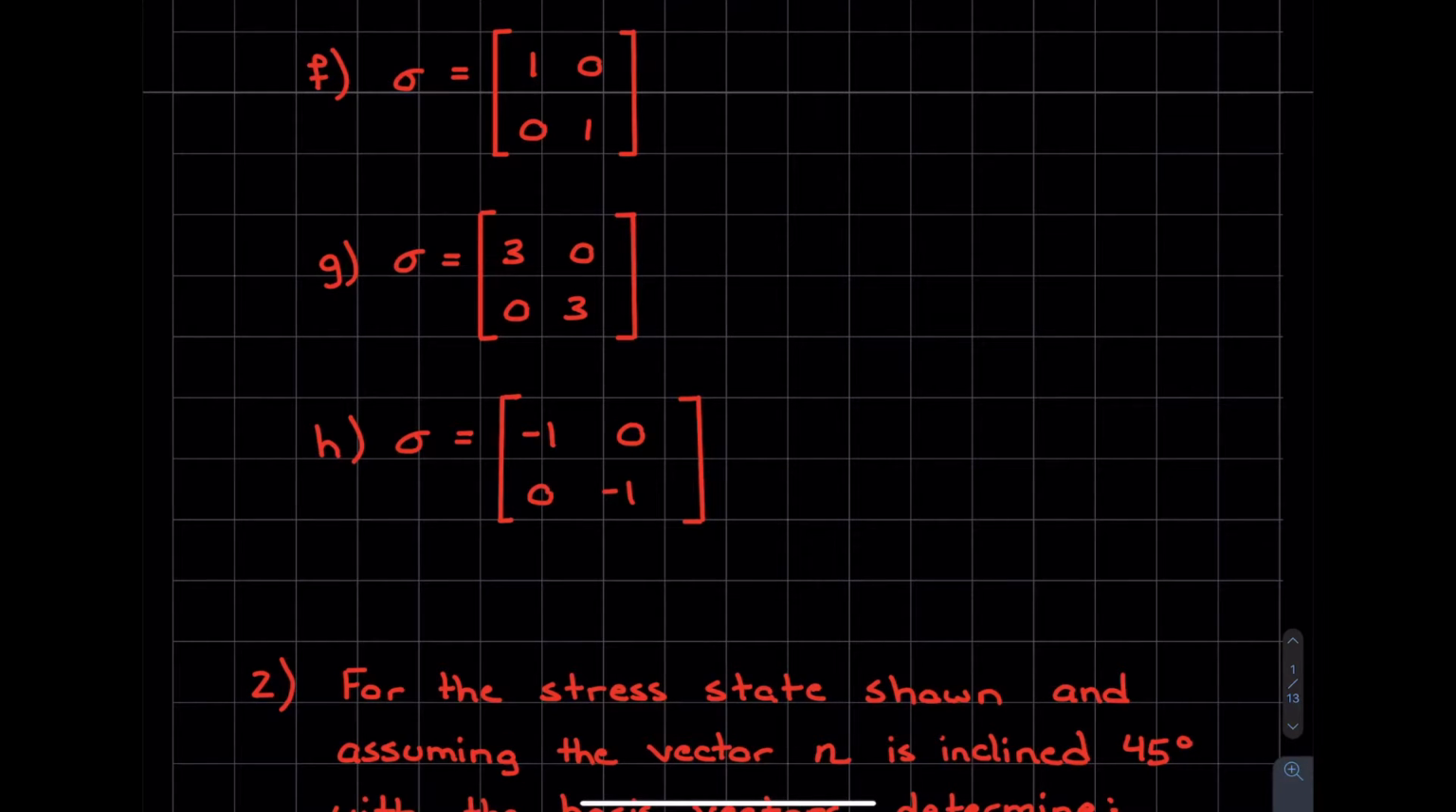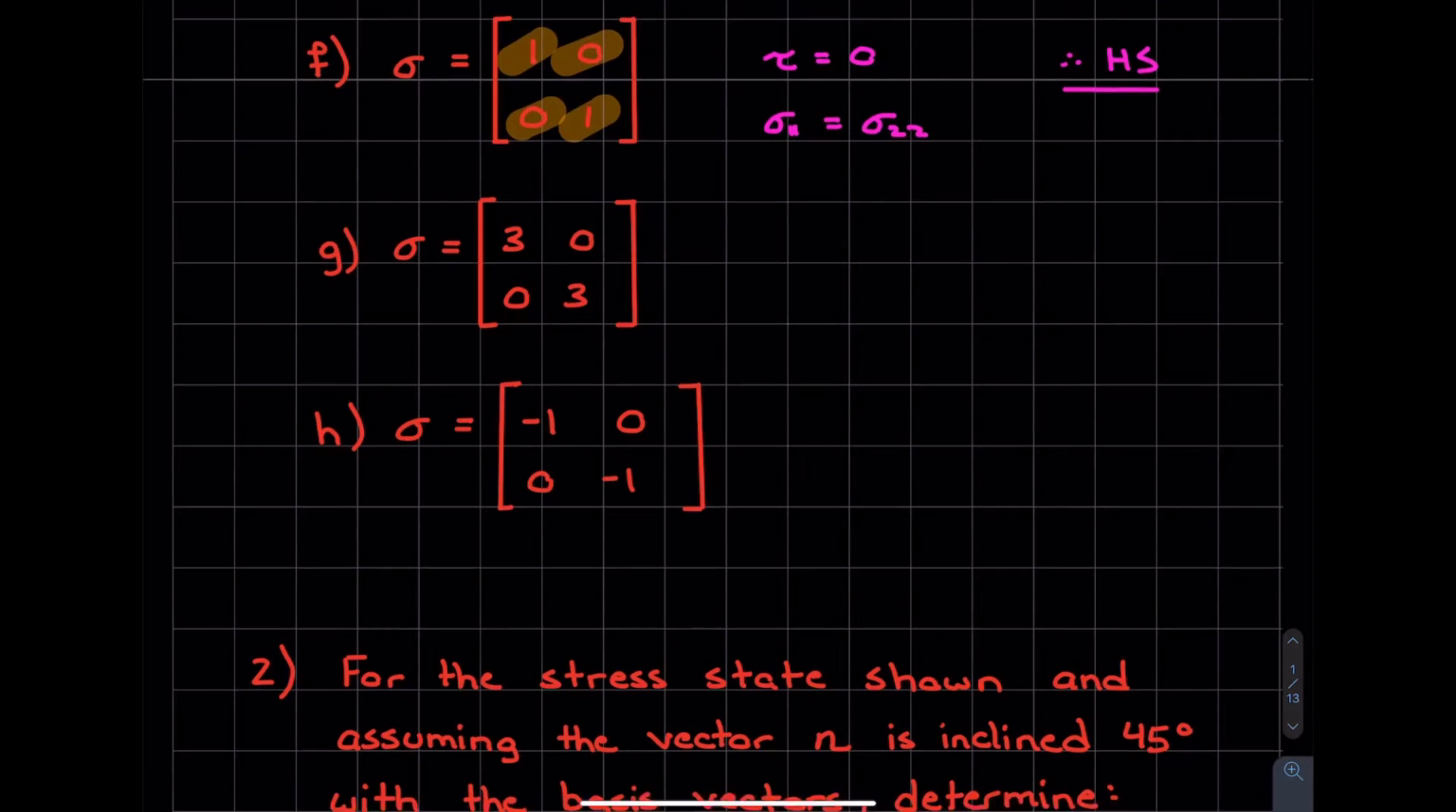All right, moving on. The next one, F. We have 0 and 0 for our shear. So our tau is equal to 0. So then we look at sigma 1,1 and sigma 2,2. Well, I have 1 and I have 1. So in this case, sigma 1,1 is equal to sigma 2,2. So therefore, this state is actually hydrostatic because again, sigma 1,1 is equal to sigma 2,2.